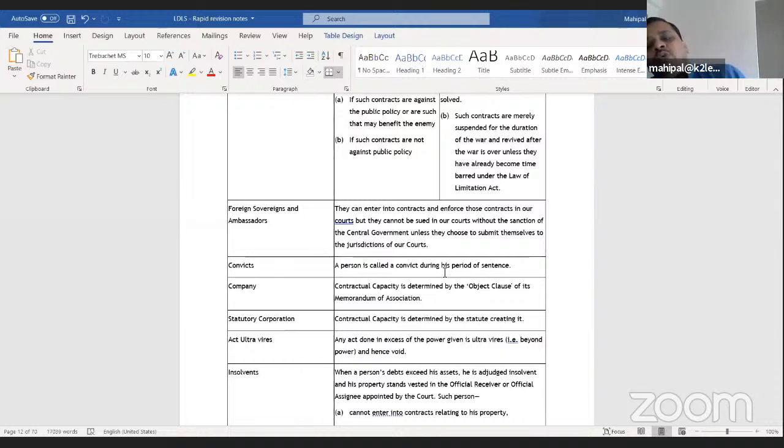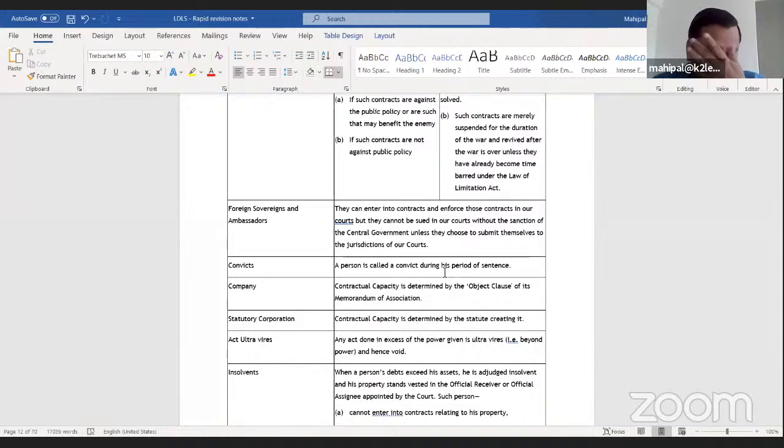Convicts are the persons who are behind the bars. They cannot enter into the contract during the time they are behind the bars. If they are out on parole or after completion of the term of imprisonment, they can enter into the contract. Corporation: their contractual capacity is governed by its MOA, and if any act is done beyond the contractual capacity mentioned in the MOA, it will become ultra vires.